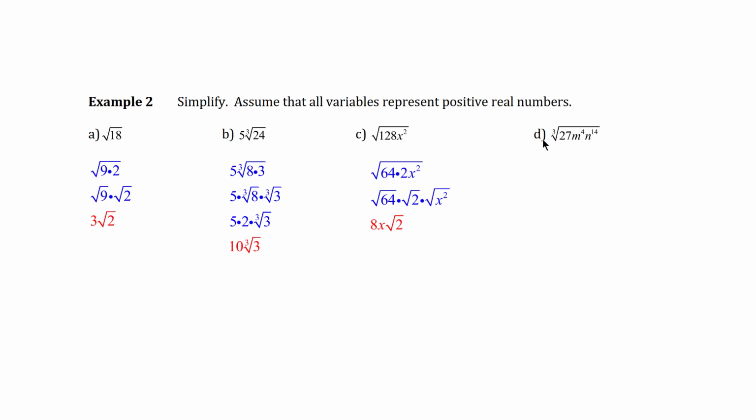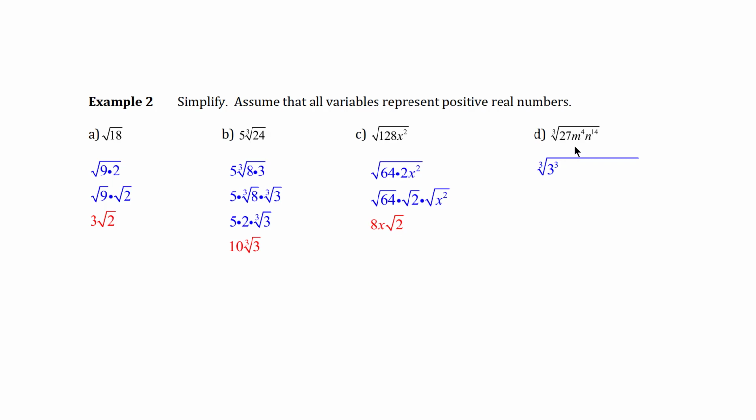Moving on to part D, we have the cube root of 27 m to the 4th power n to the 14th power. To simplify this, I'm going to rewrite everything underneath the radical. Starting with 27, 27 is a perfect cube. We could rewrite this as 3 cubed.